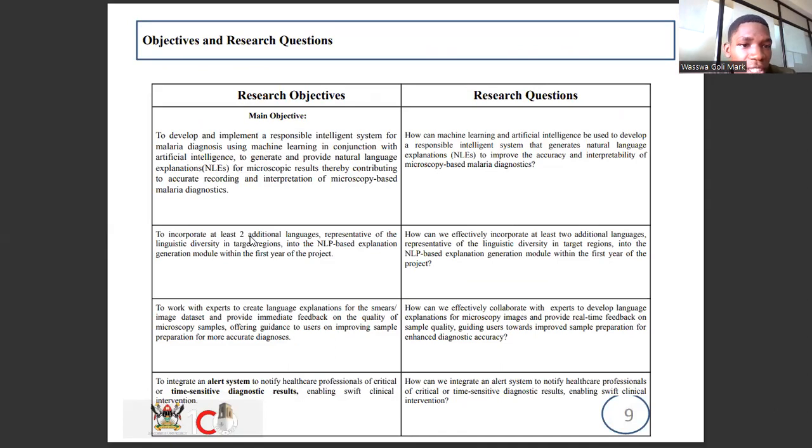Our research aims to develop and implement a responsible intelligence system for malaria diagnosis using machine learning in conjunction with natural language explanations to explain the microscopic results that have been obtained, thereby contributing to accurate recording and interpretation of microscopy-based malaria diagnosis. Other objectives are as below.